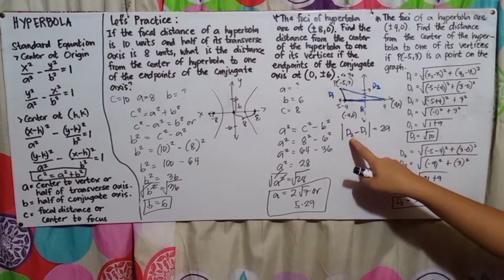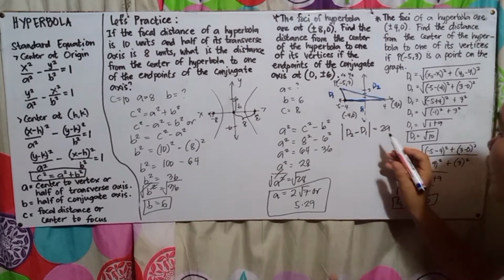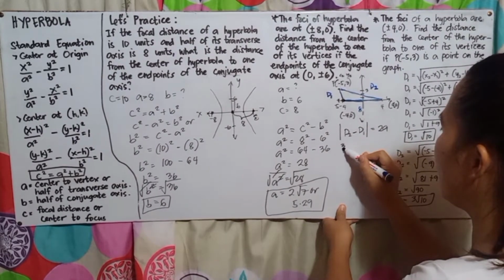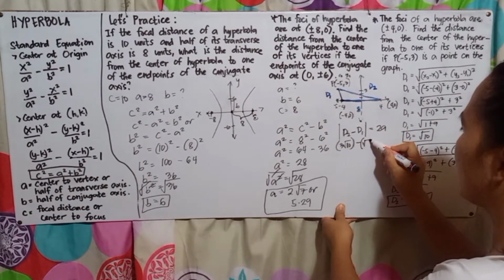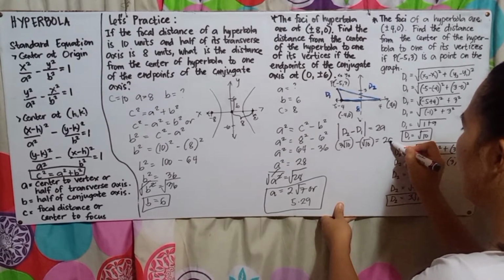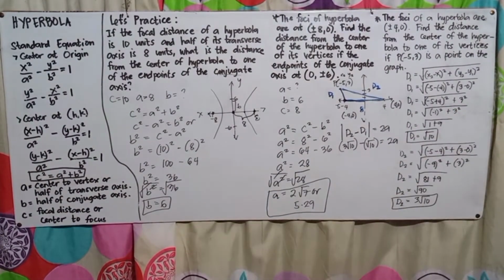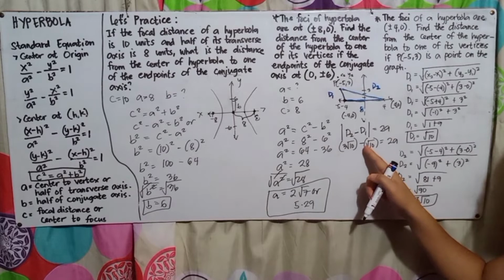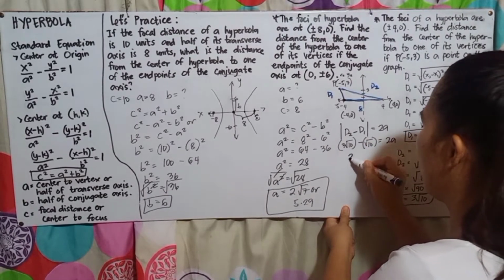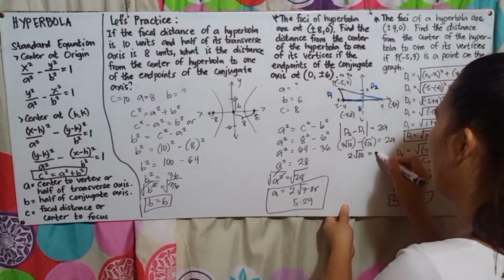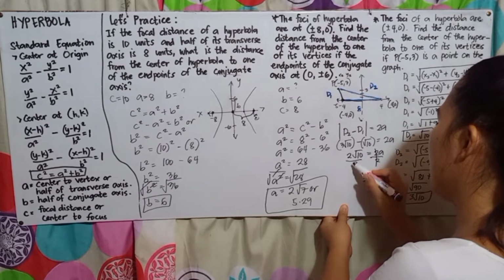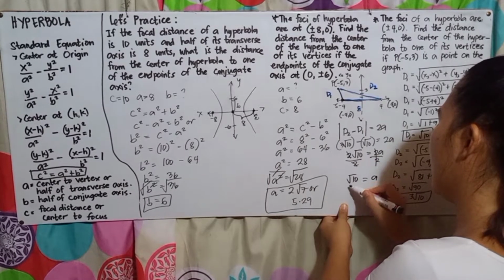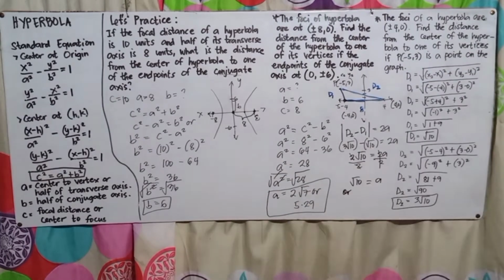So substitute, so distance 2 minus distance 1 equals 2a. So our distance 2 is 3 times square root of 10, and minus our distance 1 is square root of 10, equals 2a. So 3 times square root of 10 minus square root of 10 is, since naman yung invisible 1 diri, so 3 minus 1 is 2. 2 times square root of 10 equals 2a. So i-divide sa 2. So a is square root of 10 or in decimal.